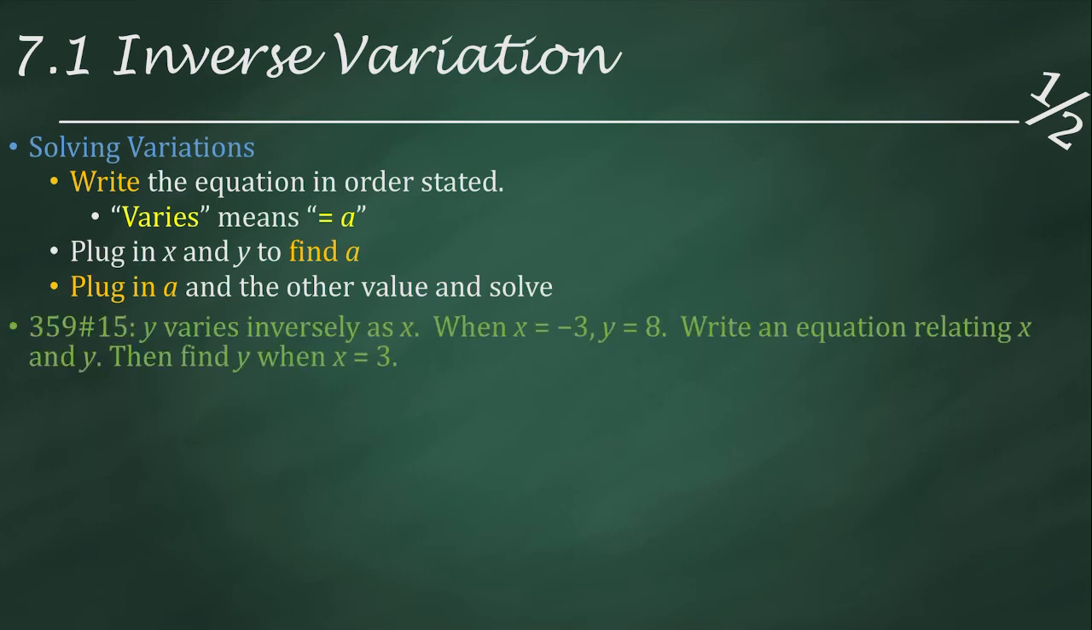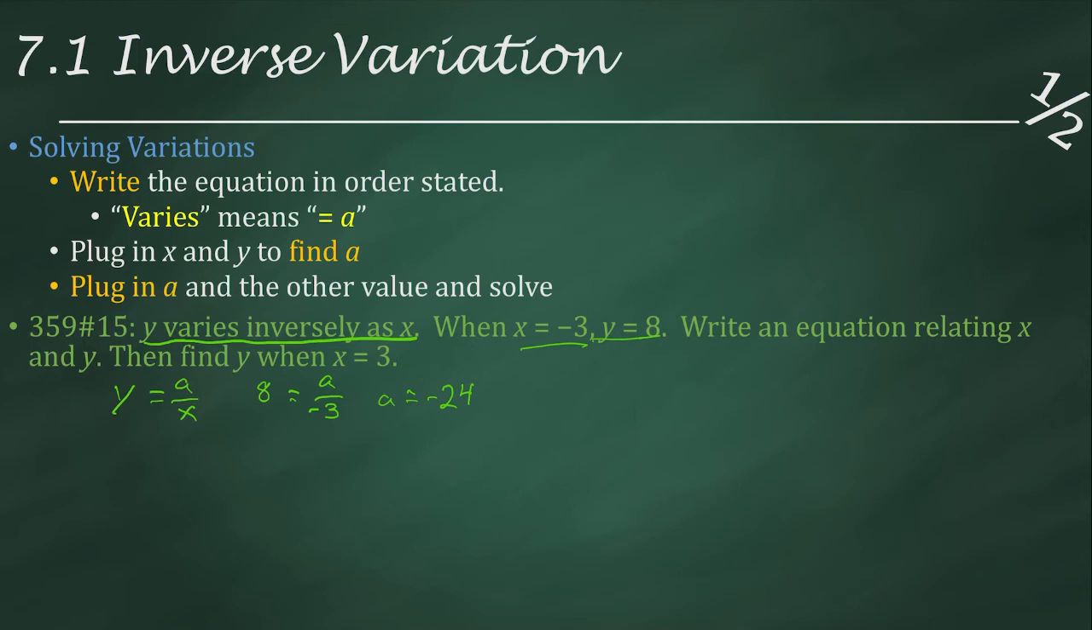For example, 359, number 15. y varies inversely as x. That would be y equals a over x. That's the inverse, dividing by the x. So now we can plug in the 8 for the y and the negative 3 for the x and solve for a. So a appears to be negative 24.